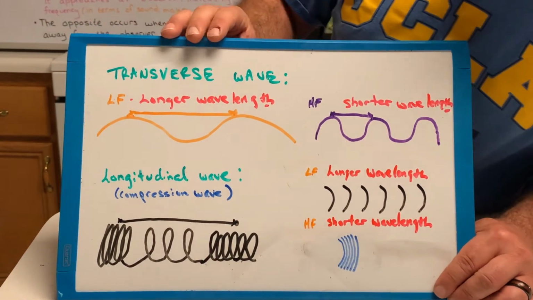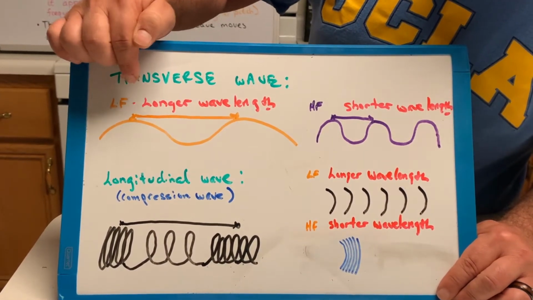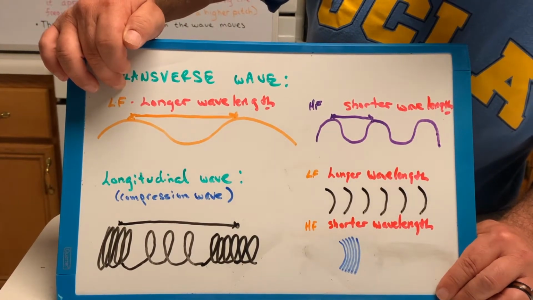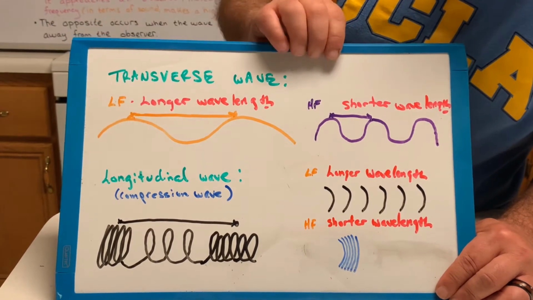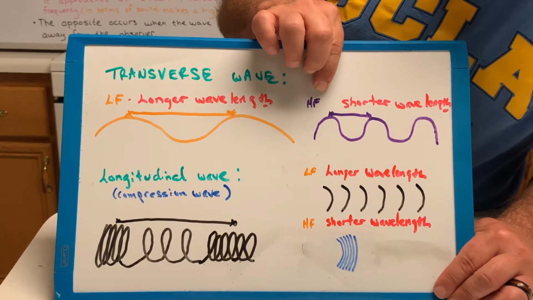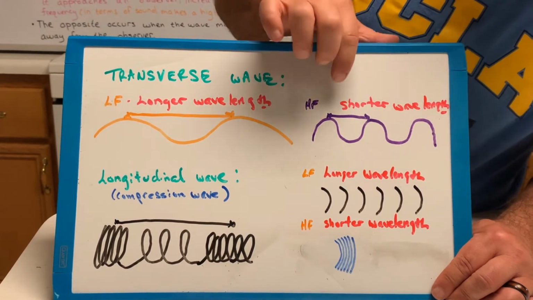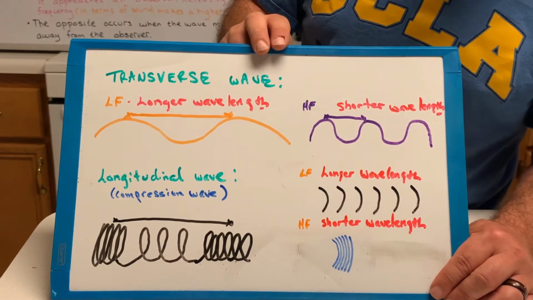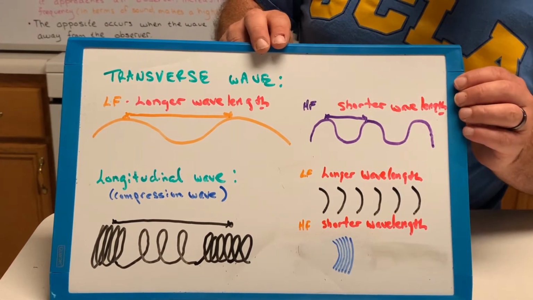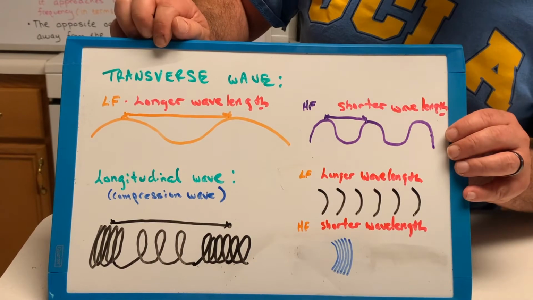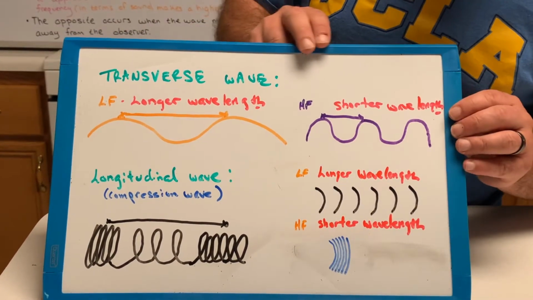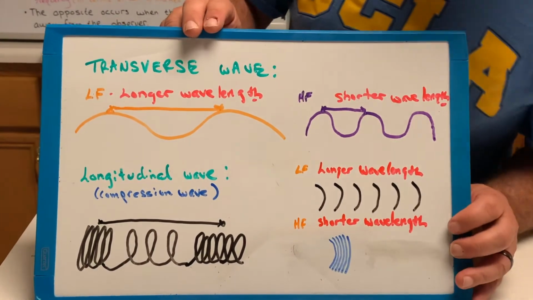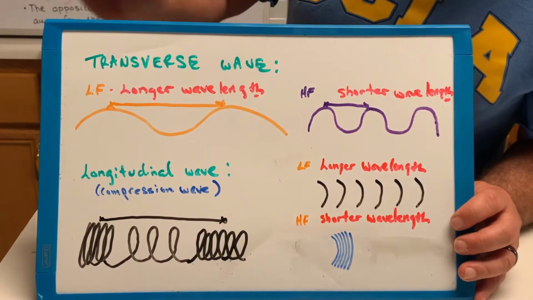Now, this would be considered a longer wavelength because it goes from here to here. And this is LF, low frequency, with longer wavelengths. Here I have what's considered a higher frequency wave because they're shorter wavelengths. You can see this goes from crest to crest, and the next crest is right here. So these wavelengths are shorter than these wavelengths. In a nutshell, if you have a longer wavelength, you have a low frequency wave. If you have a shorter wavelength, you have a high frequency wave. Now, this is what light would look like. This is what an ocean wave looks like.